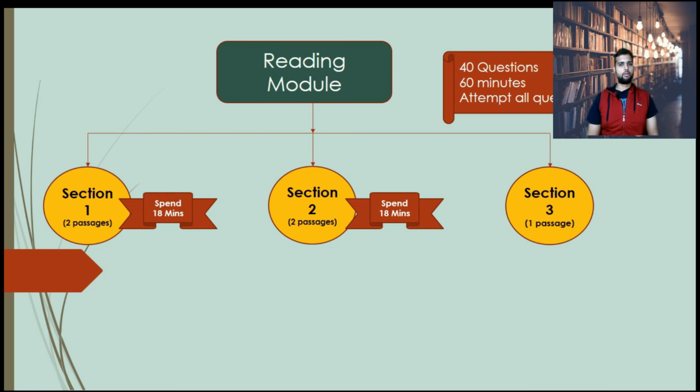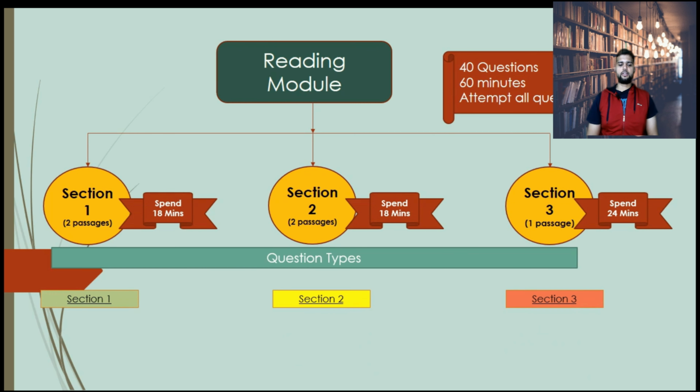And section 3, there will be only 1 passage given, but it will be quite difficult as they are designing the test in such a manner that the difficulty level is progressive. Sections 1 and 2 are quite easy, and section 3 is difficult because of the lengthier passages. So for this you should have ample time available, at the very minimum 24 minutes for completing this task. Common question types for sections 1, 2, 3 I have marked in different colors because section 1 is quite easy, section 2 is intermediate, and section 3 is difficult.